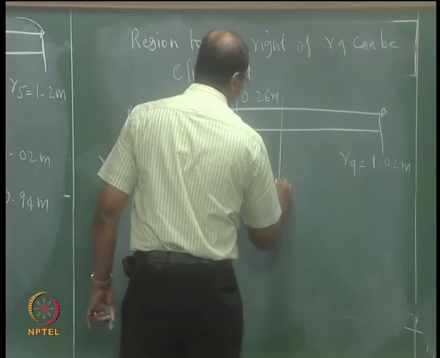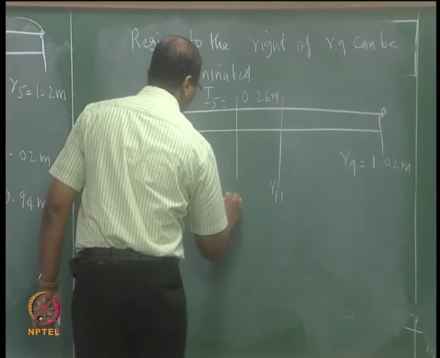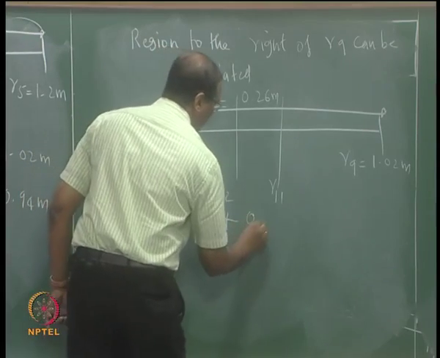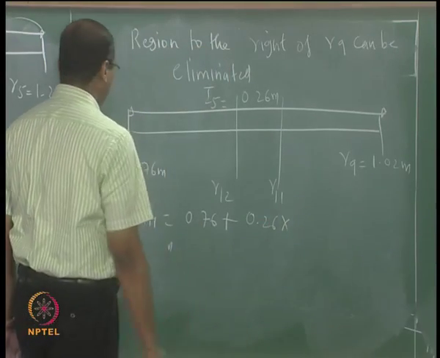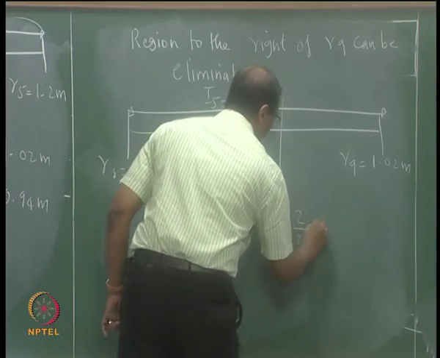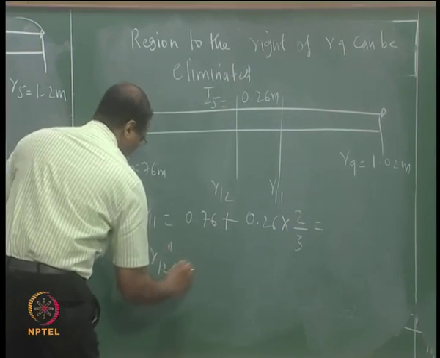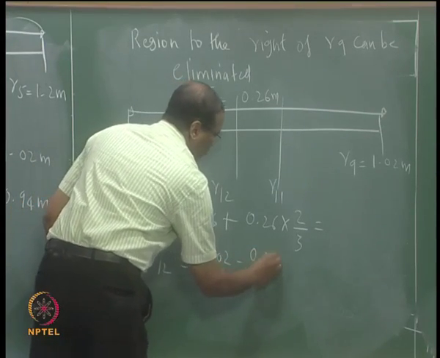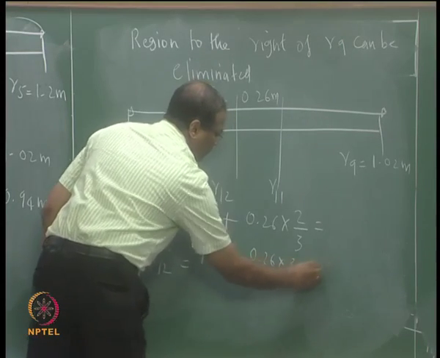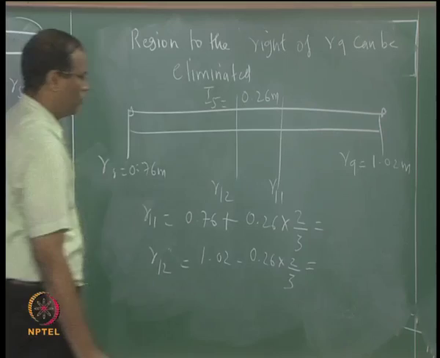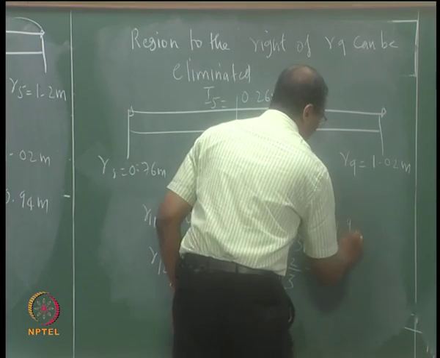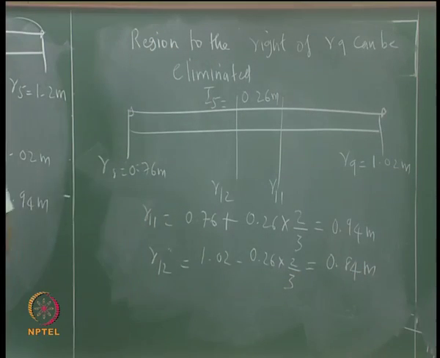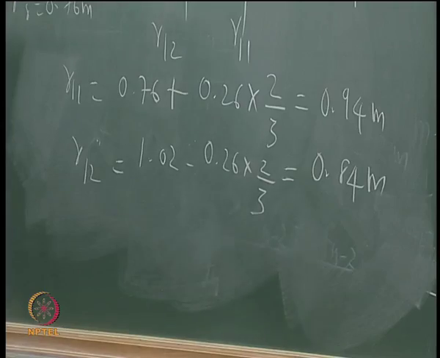So I have 2 points, R11 and R12. So R11 equal to 0.76 plus 0.26 into 2 by 3. R12 equal to 1.02 minus 0.26 into 2 by 3. 0.94, 0.84. I hope everybody is following this. Okay.